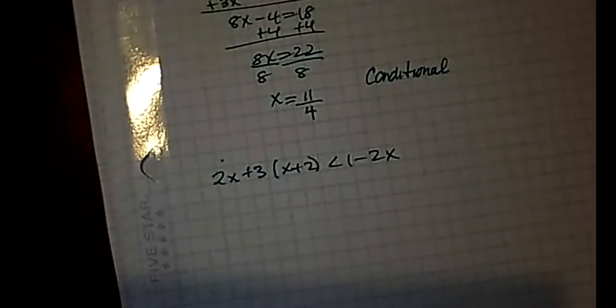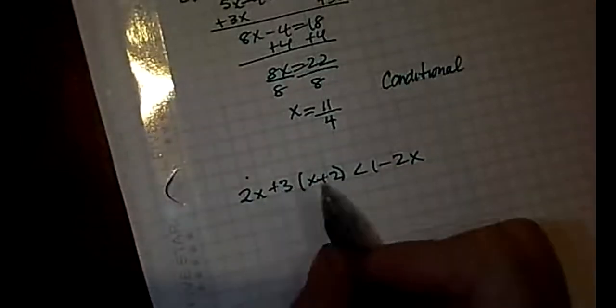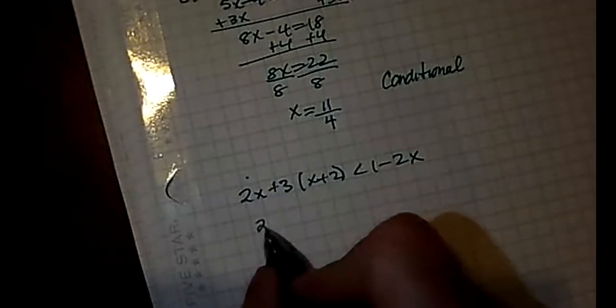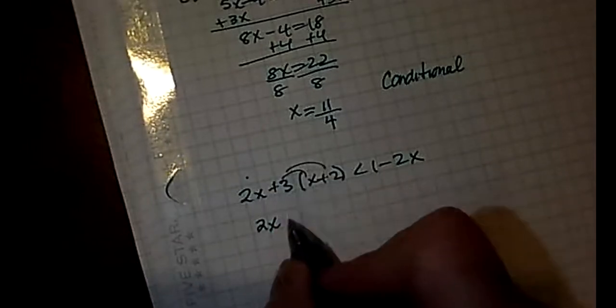The only thing we need to be aware of on this, and I'll tell you this in just a second, is let's go ahead and simplify this almost as if this is just an equal sign. So here we're going to distribute, right? So 3x.